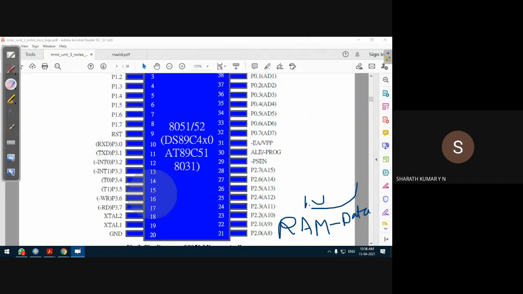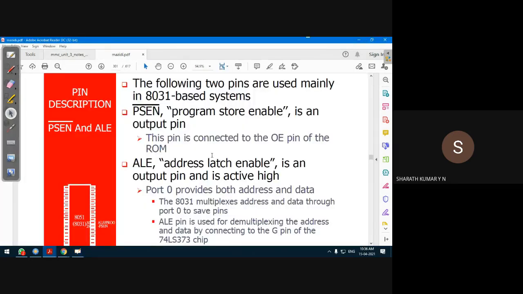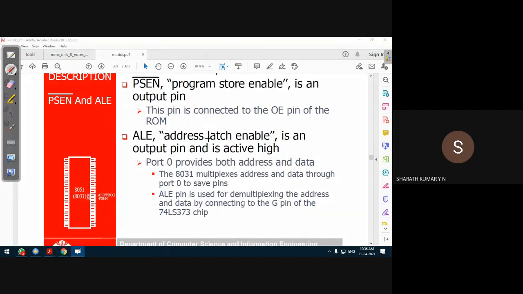There is one more pin called ALE, address latch enable. What is this address latch enable? Address latch enable is an output pin again, and it is active high because there is no bar like PSEN. So what is the application of ALE, address latch enable?